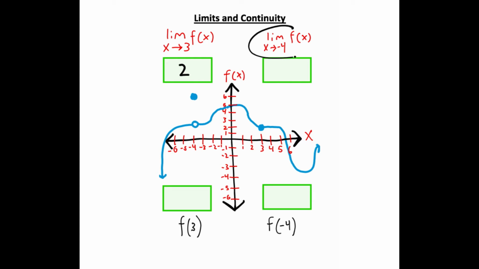Now, what about my limit as x approaches -4? So I'll start all the way over here to the left of -4. And if I slowly approach my curve, here's my input of -4. My output is at about +3. So this is going to be a +3 right there.